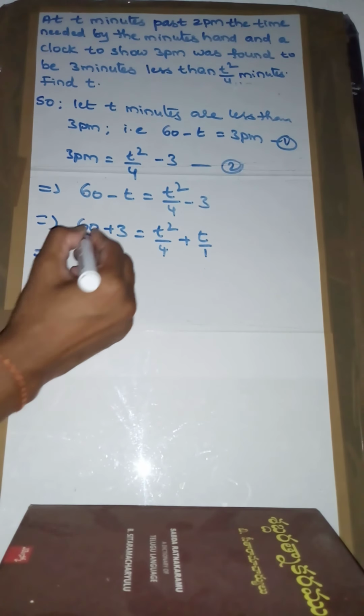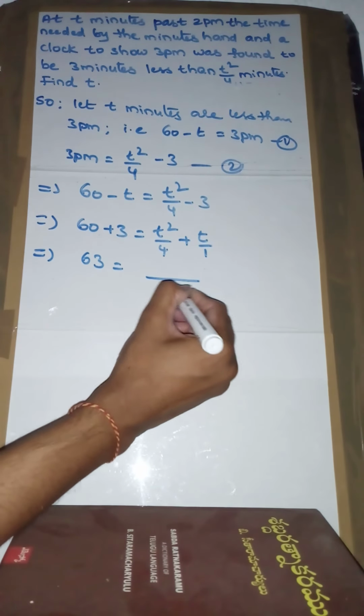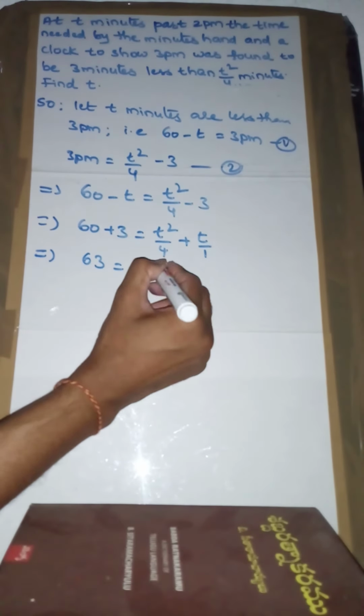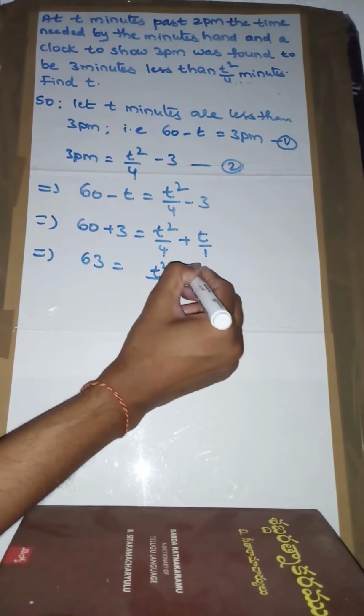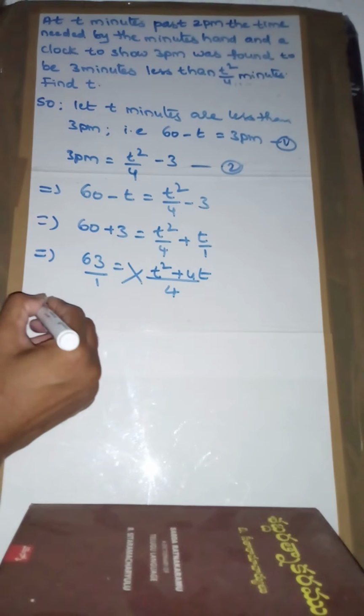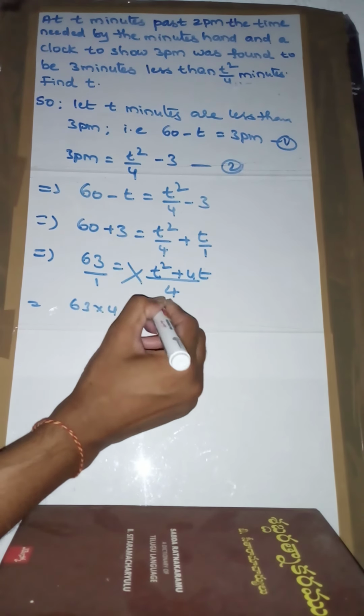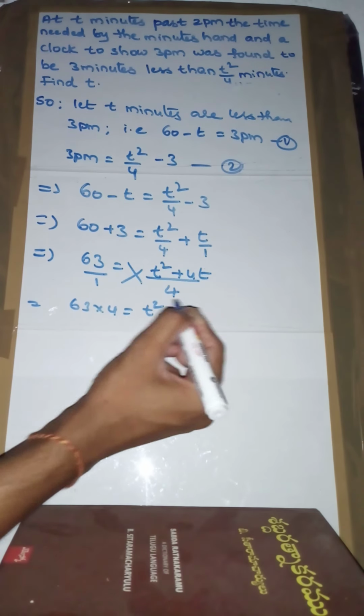That implies 60 plus 3 is equal to 63. Go for the LCM. 4 is the LCM. t square plus 4t by 4. Do the cross multiplication. 63 into 4 is equal to t square plus 4t.